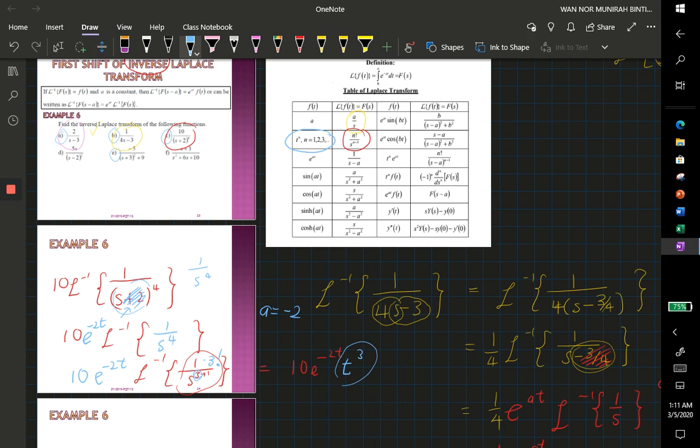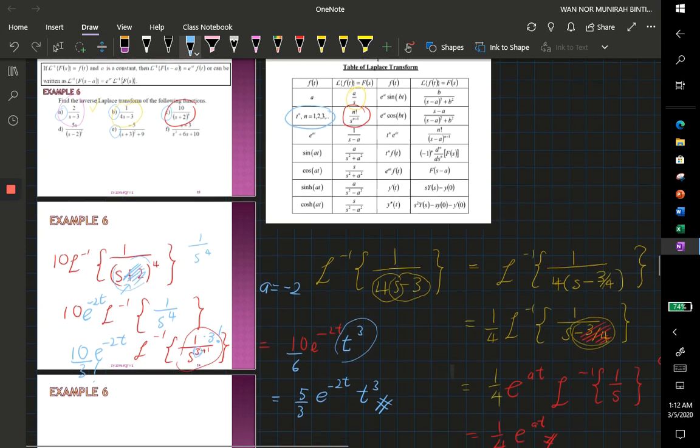You create the 3 factorial, so you need to divide your function by 3 factorial back here. 3 factorial is 3 times 2 times 1, which is 6. So you have 5 over 6 e^(-2t) t cubed. Okay, so that is how you use the table and apply the properties.